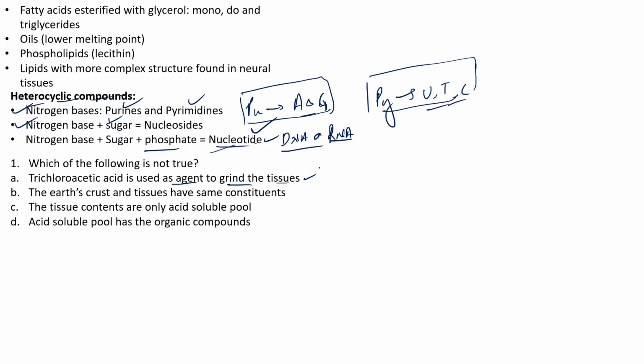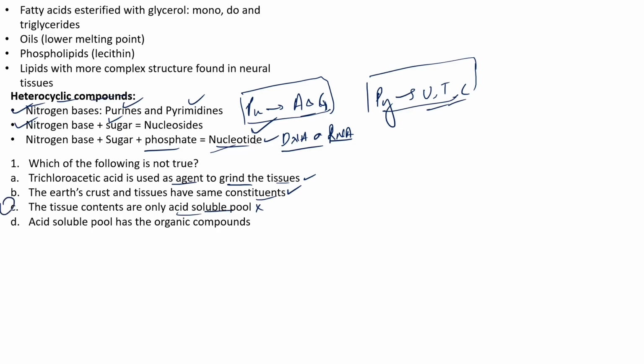We use trichloroacetic acid, or in some cases any other complex organic compound, for grinding the tissues. And the earth crust and the tissues are made up of the same constituents. Exactly, right? Carbon, oxygen, hydrogen, nitrogen. You do find these constituents in both the living cells and also in the earth crust. And finally we have the third statement, that the tissue contents are only acid soluble pool. No, that is not the case, right?